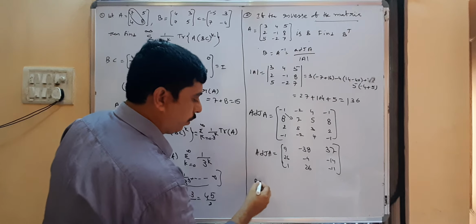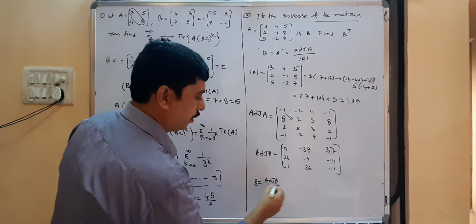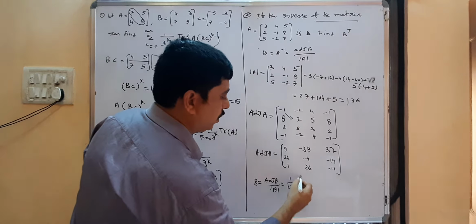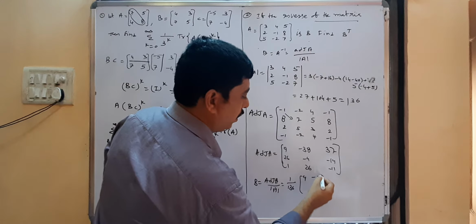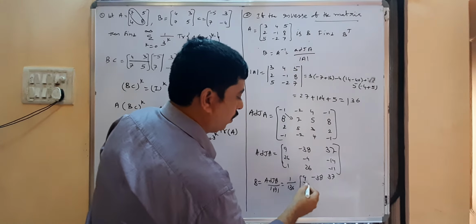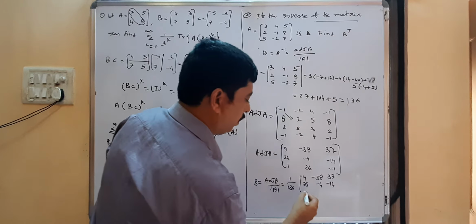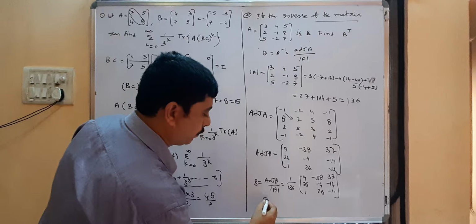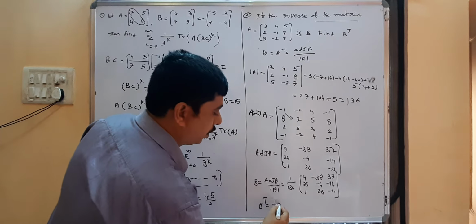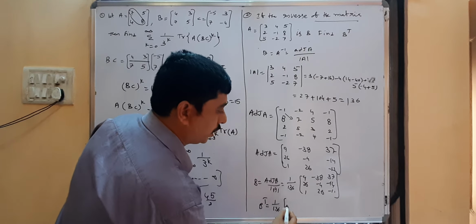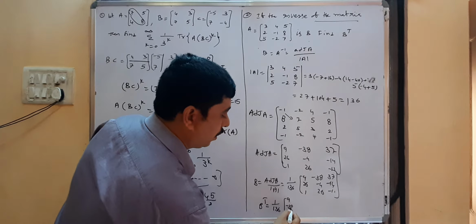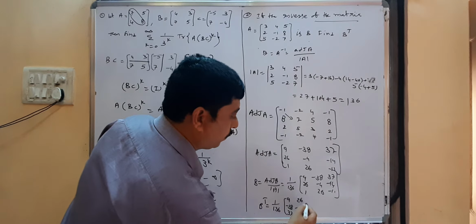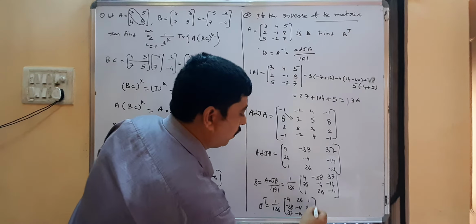So B equals adjoint A by det A, that is 1 by 136 into the matrix 9, minus 38, 37, 26, minus 4, minus 14, 1, 26, minus 11. They are asking for B transpose. B transpose means you take the transpose, 1 by 136, where the first row changes to the first column: 9, minus 38, 37, 26, minus 4, minus 14, 1, 26, minus 11.